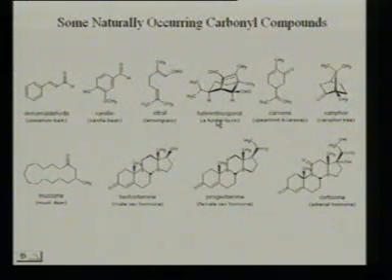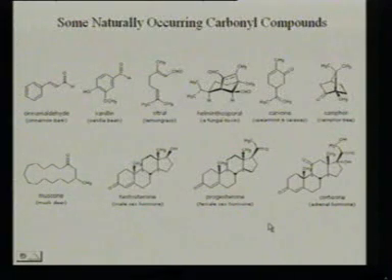This is a highly toxic compound. Other compounds like carvone and camphor are also used as flavoring agents. Another compound is muscone, which is found in the musk deer. It is also a flavoring agent. Then there are three compounds: testosterone, progesterone and cortisone. These are hormones which play a very active role in our biological system.